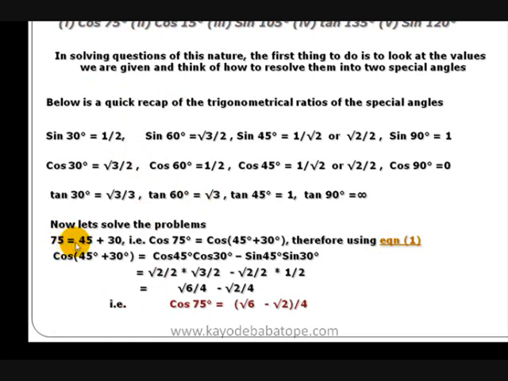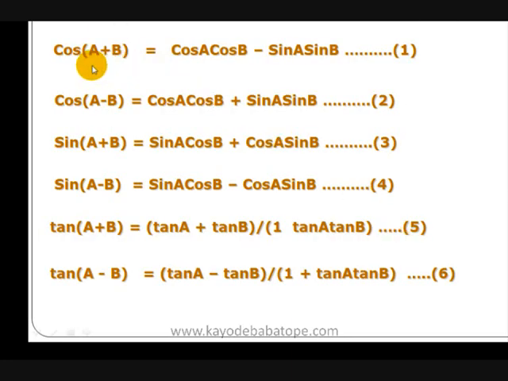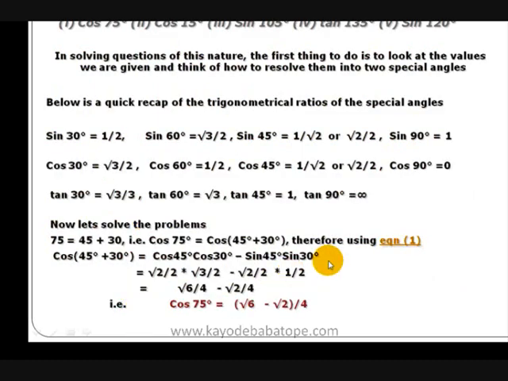Now, 75 equals 45 plus 30. That is, cos 75 will be equal to cosine of 45 plus 30. And then, using our basic trigonometrical identity, cos A plus B is cos A cos B minus sine A sine B. Therefore, cos 45 plus 30 will be equal to cos 45 cos 30 minus sine 45 sine 30.